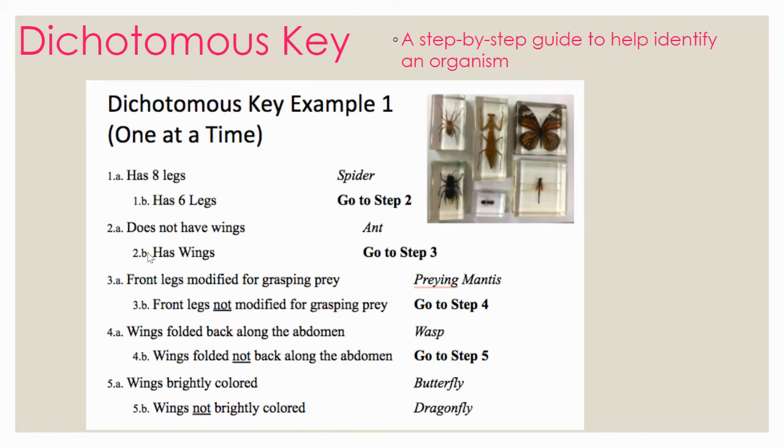Does not have wings or has wings? Well, these little wide parts of it actually are wings. This has wings. So my next instruction is go to step 3. Front legs modified for grasping prey or not? Well, those have kind of funky looking front legs. They look different from the back legs. So I'm going to say yes, they do have legs that are modified for grasping prey. That's a praying mantis.